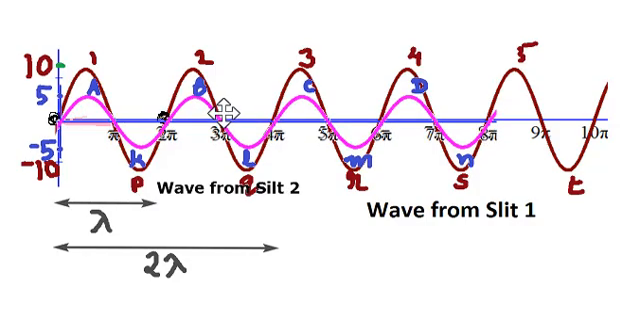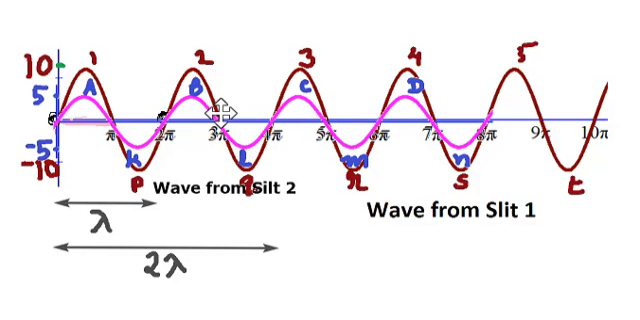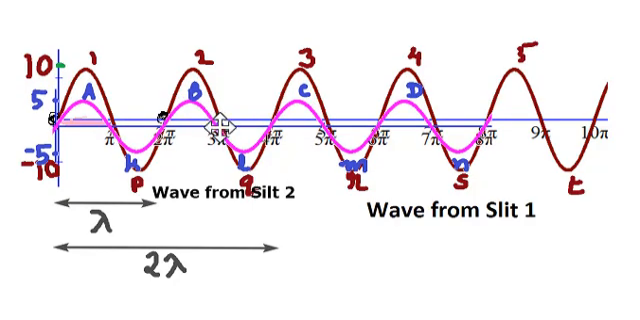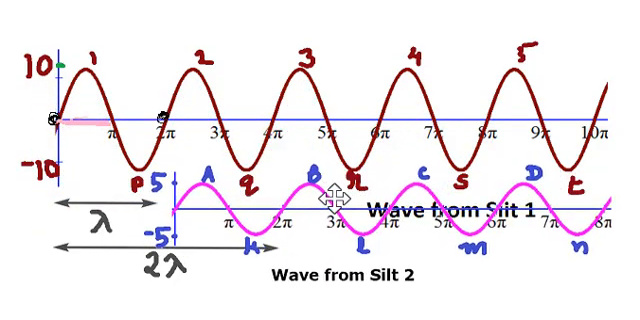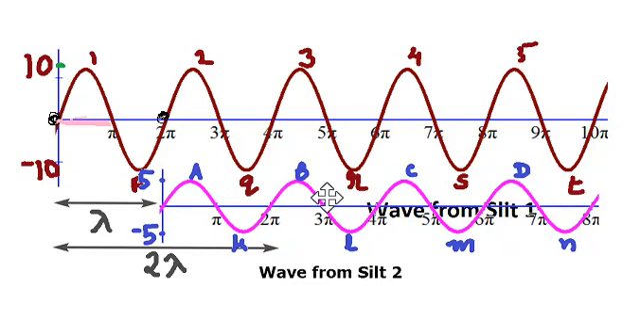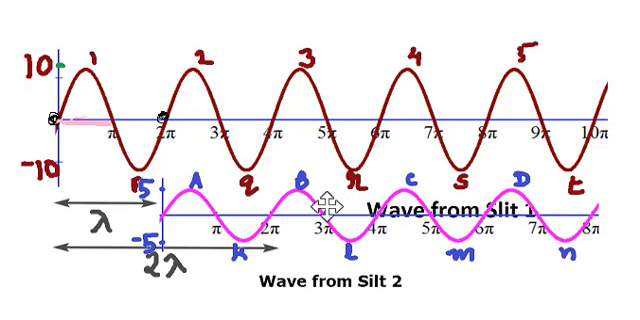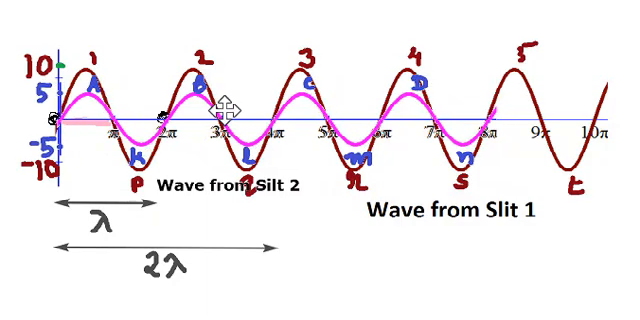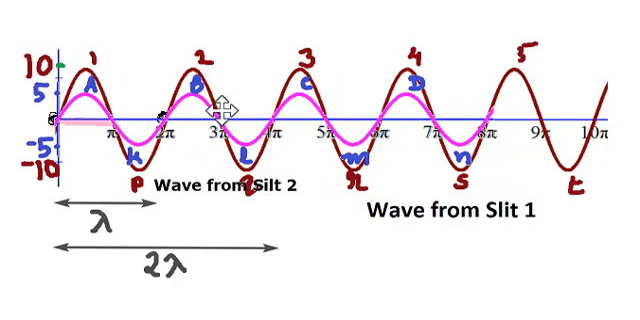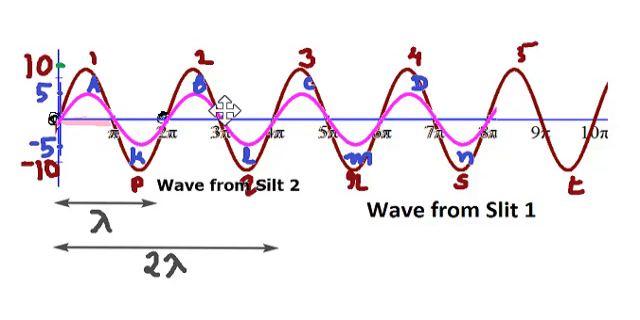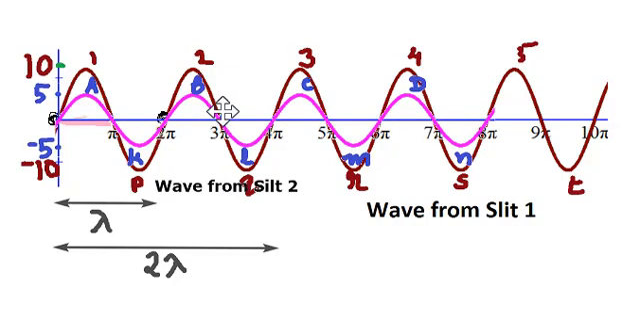What is that one? You can see A, B, C, D are the crests of the second wave, and K, L, M, N are the troughs of the second wave, corresponding to 1, 2, 3, 4 and P, Q, R, S in the first one. So if I place it like this, you can see the crest 1 of the first wave and the crest A of the second wave are at the same location. Similarly, the troughs K and P are in the same location. No difference. The first wave and the second wave travel the same distance.